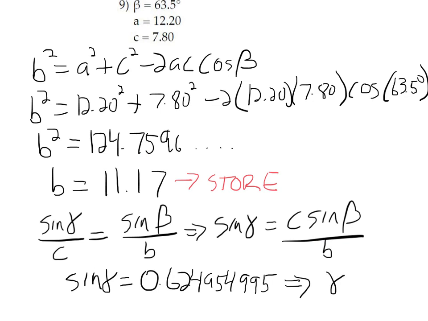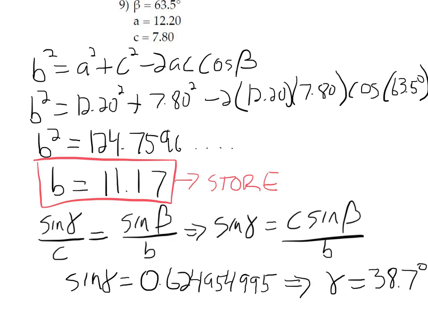Now taking arc sine of the answer and the entire answer, no approximation, we get gamma equals 38.67 or 38.7 degrees. I'm going to 1 decimal place here because our angle is to 1 decimal place. Okay, so we have A, C, B. We have gamma. All that's left is alpha, and alpha is going to be easy because alpha plus beta plus gamma equals 180. Once you have 2 angles of a triangle, the third angle is very easy to find.